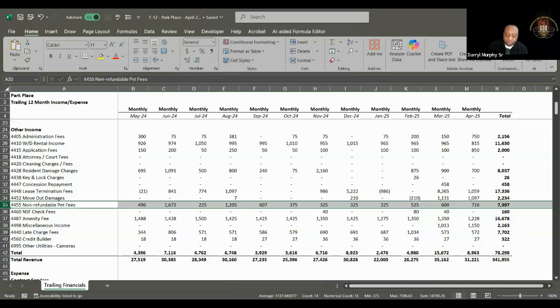At Dayton, we have a non-refundable pet fee of $150 per pet. So if you move in, let's say in May, and you have two pets, that's $300 you have to pay, and you won't get that back. But you're also going to pay pet rent, $15 per month for each pet.